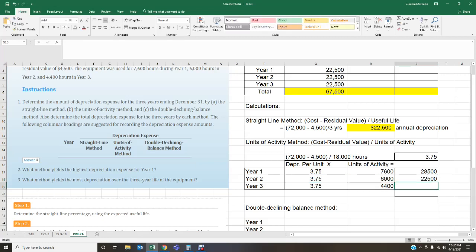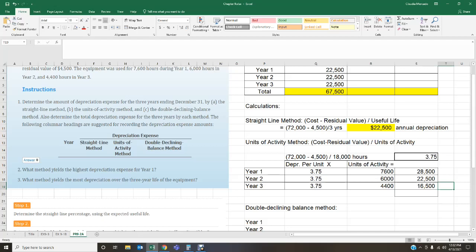For year 2, it's 22,500. And then for year 3, it's 16,500. Okay, so as you notice, the depreciation varies based on the activity. The more activity, the higher the depreciation. The less activity, the lower the depreciation.